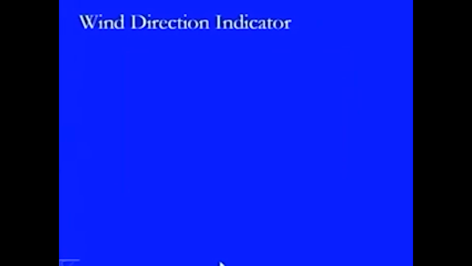Another indicator which is provided at any airport is the wind direction indicator, which helps the pilot to find out in which particular direction the wind is blowing. And this is important for the pilot to understand what type of forces need to be applied at the time of taking off or at the time of landing.